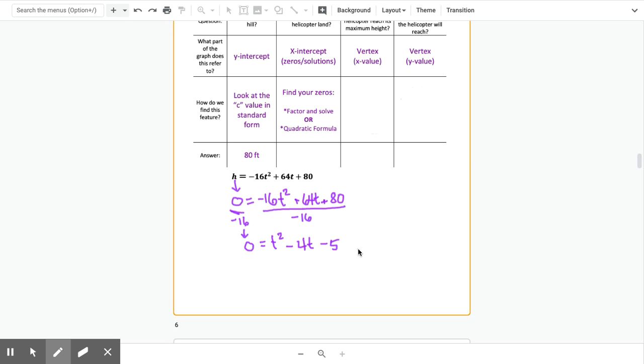Now I'm going to try to find my magic pair. I'm going to do 1 times negative 5 and list out my factor pairs. I could have 1 and negative 5, or I could have negative 1 and positive 5. Which one's my magic pair? It's 1 and negative 5, because I need to add to negative 4, not positive 4. So my bigger number has to be negative here. I'm going to split this up using positive 1t and negative 5t, and then bring the rest down.